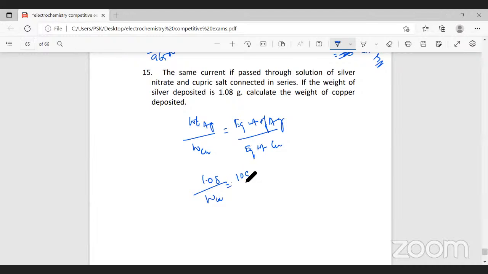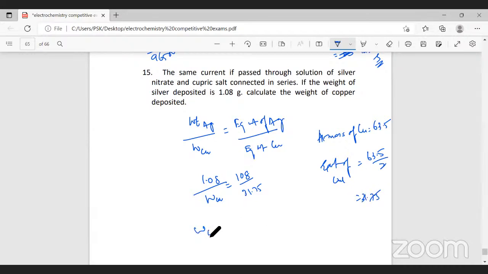Equivalent mass of silver we calculated, we found out it's 108. Equivalent weight of copper: atomic mass of copper is 63.5. So equivalent weight of copper will be equal to 63.5 divided by 2, because the valency of copper is 2, Cu 2 plus. Therefore, it is 31.75.